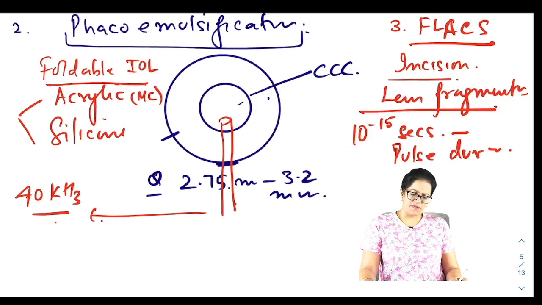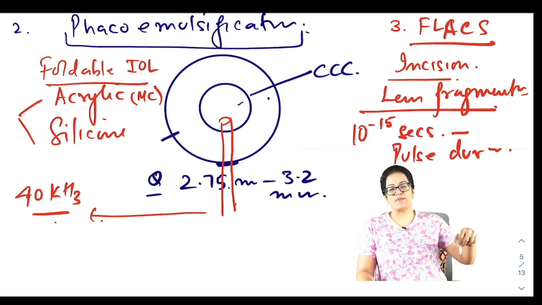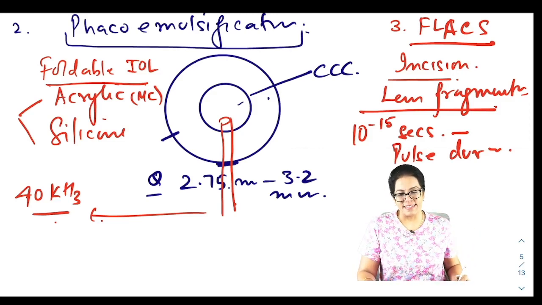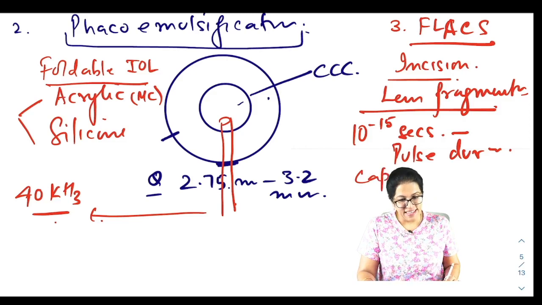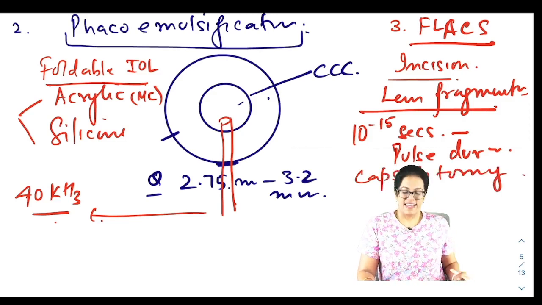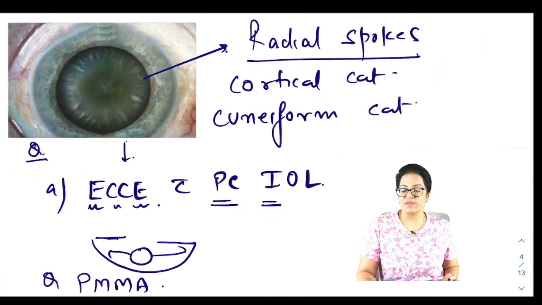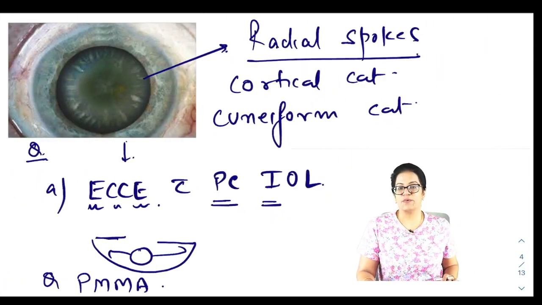And what is the third step? What you can do is, of course, capsulotomy. These are the three steps we do through laser: incision, lens fragmentation and capsulotomy. Right. So here, this was your first slide. This was given in the exam. So I hope you are now clear.